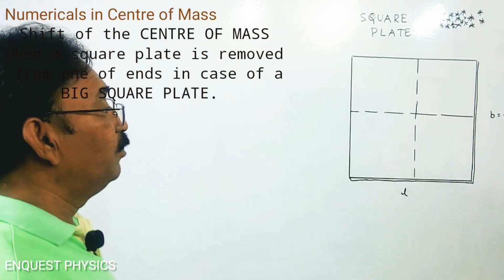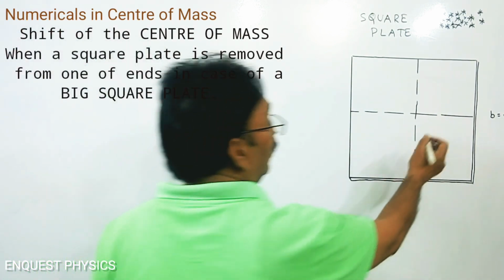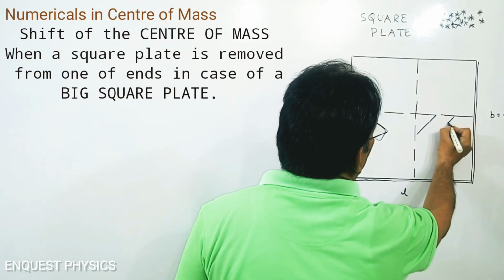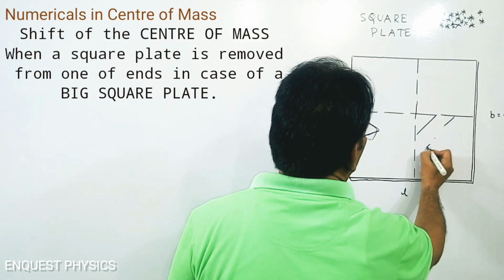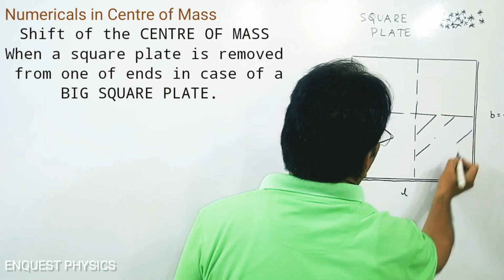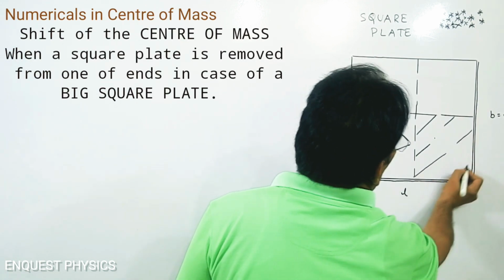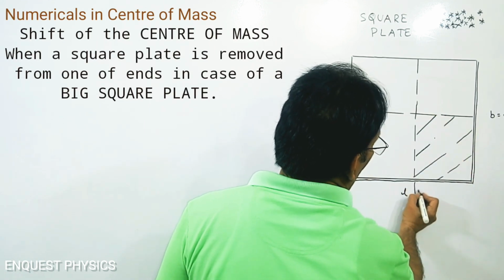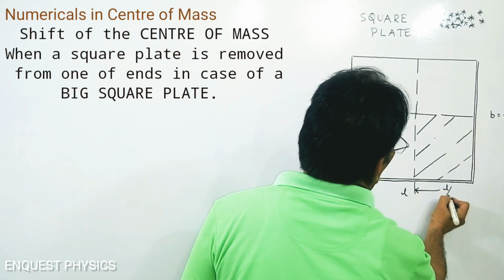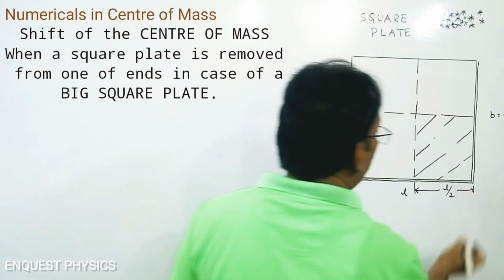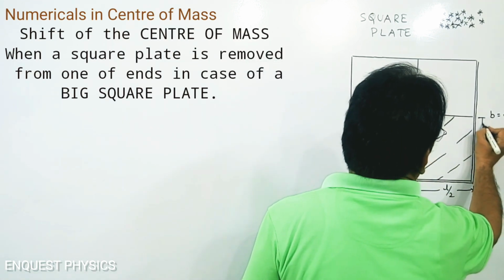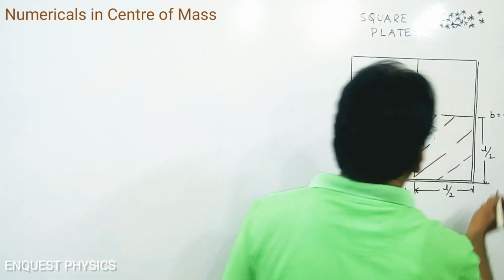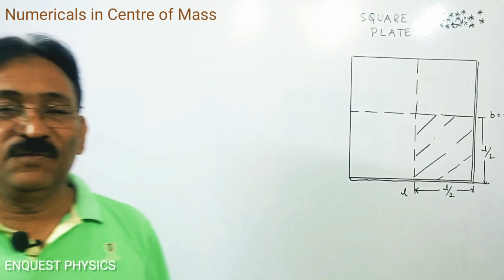What is the problem saying? He is asking us, if a plate is removed from one of its corners, in this way, this is the removed mass, which has a length of half of the length of the plate and breadth which is half of the length, then what is the shift in center of mass?